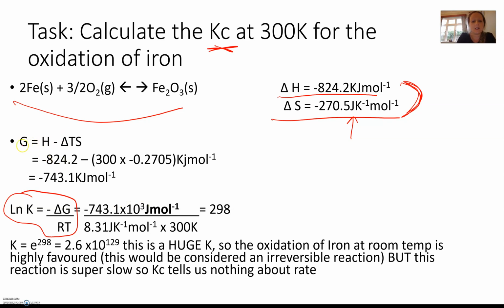So then you can just plug into your G equation, which we've used before, and you get a large negative G. We know a large negative G means the reaction is spontaneous and the equilibrium favours the products. So now we can link that in and confirm it with the Kc by calculating the Kc.